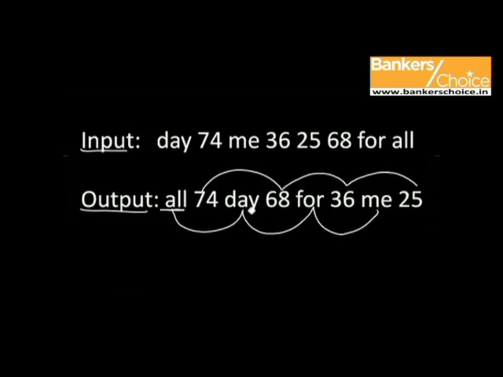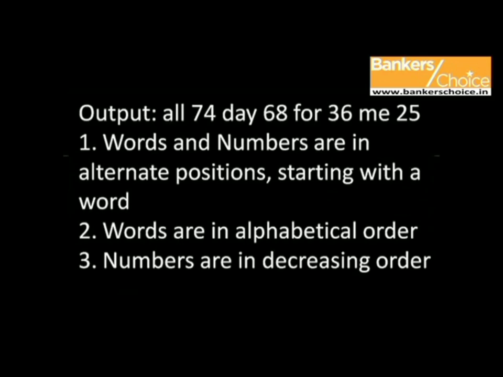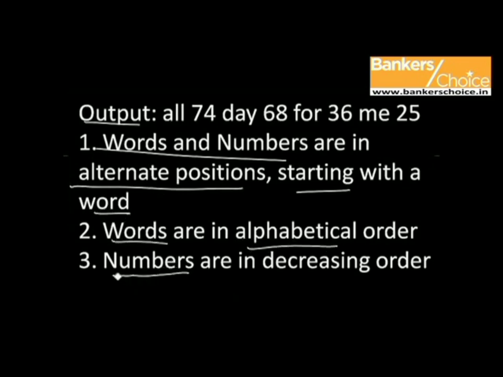All the words here have been arranged in alphabetical order, whereas the numbers have been arranged in descending order. So the final conclusion by observing the output is, the words and numbers are arranged in alternate positions starting with the word. All the words are in alphabetical order, whereas the numbers are in decreasing order.